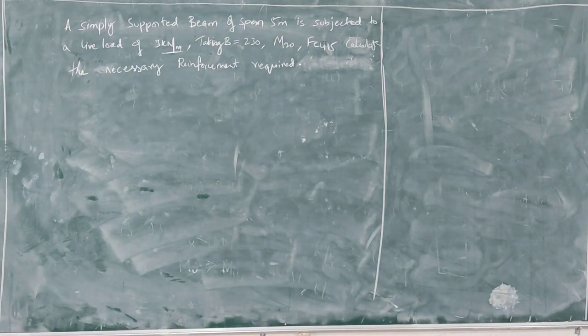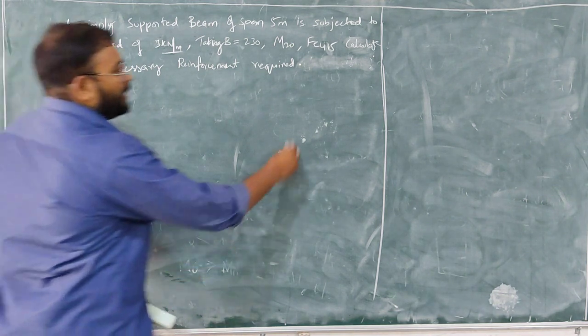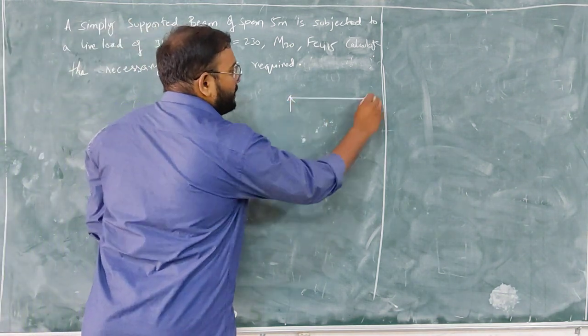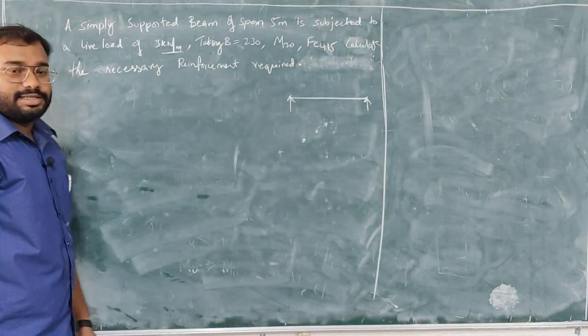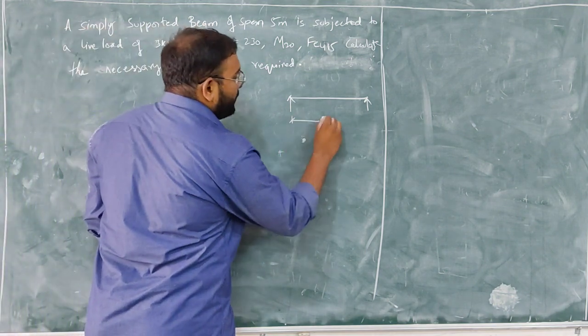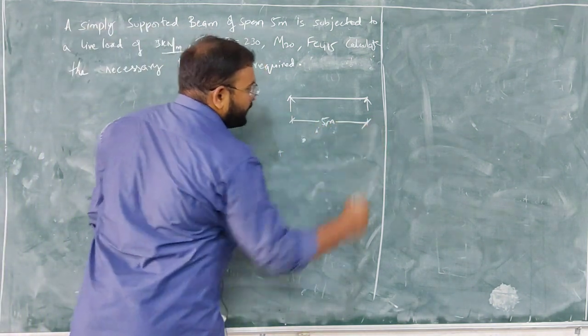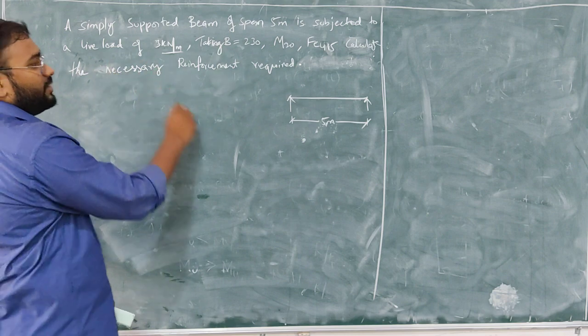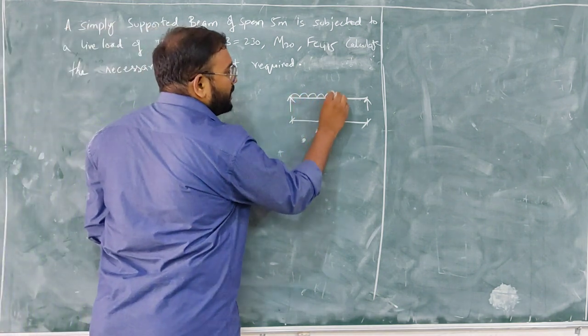So in the question it is mentioned that you have a simply supported beam. This is a simply supported beam like this, which has got a span of 5 meters and it is subjected to a live load of 3 kilonewton per meter.